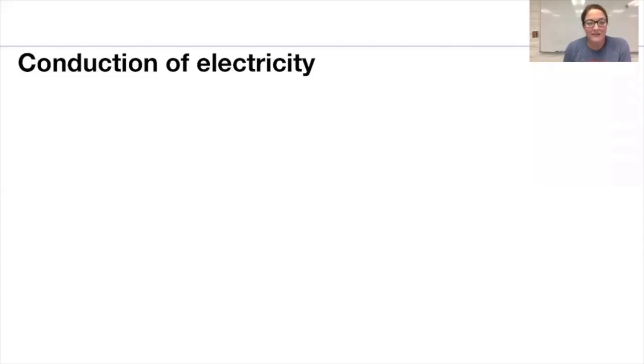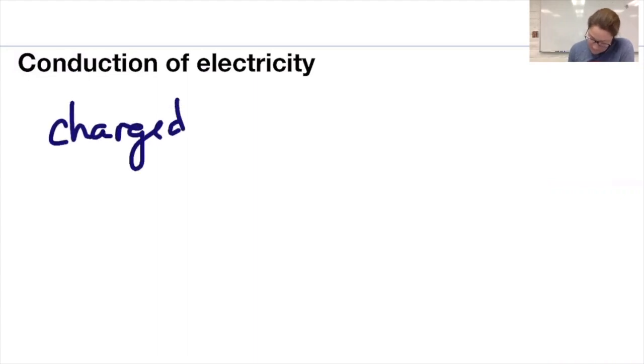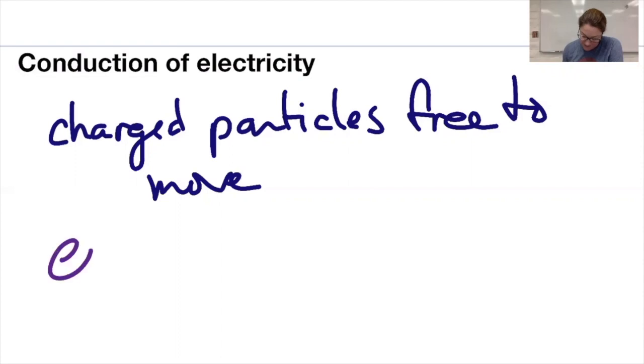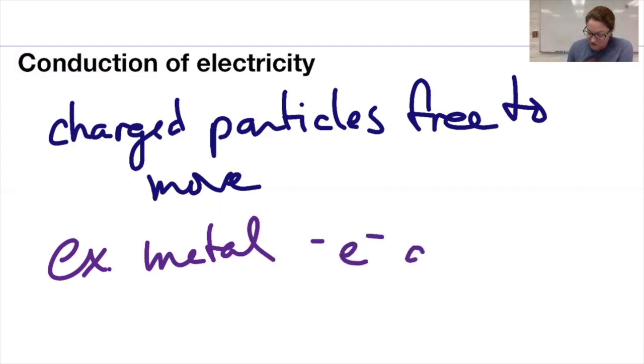In order to have a compound conduct electricity, we need charges to be free to move. And the nature of what the charged particle is depends a little bit more on the compound that is doing the conducting of electricity. So, for example, if we have a metal, those charged particles that are free to move are electrons.